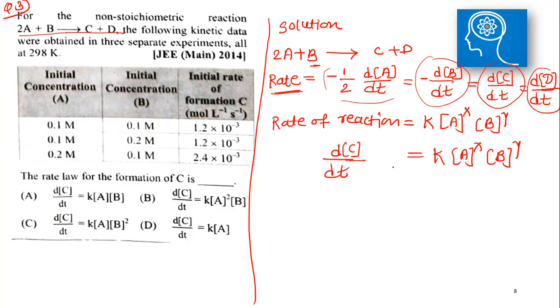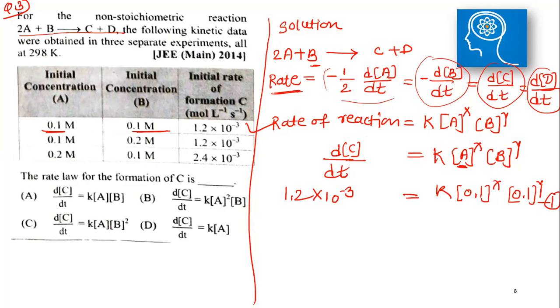Now from the table, त्या टेबलवरनं आपल्याला काय दिसतंय, या व्हॅल्यूज बघा. इनिशियल रेट ऑफ फॉर्मेशन ऑफ सी, सी प्रॉडक्टच्या साईडला म्हणून फॉर्म होतोय. सो इनिशियल रेट ऑफ फॉर्मेशन ऑफ सी इज फर्स्ट ऑफ ऑल 1.2. ही फर्स्ट व्हॅल्यू काय आहे, 1.2 multiplied by 10 to the power -3 equal to k. Concentration of A for this value is 0.1. So it is 0.1 to the power x. Concentration of B again 0.1. So here is 0.1 to the power y. Let's say this is our equation number 1.